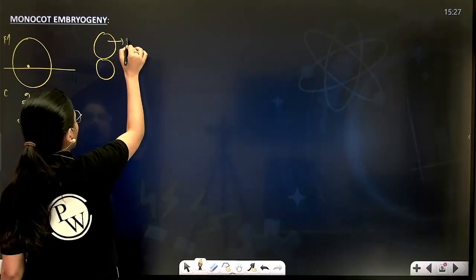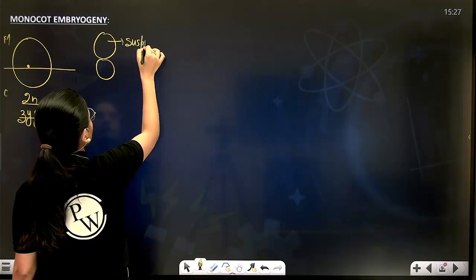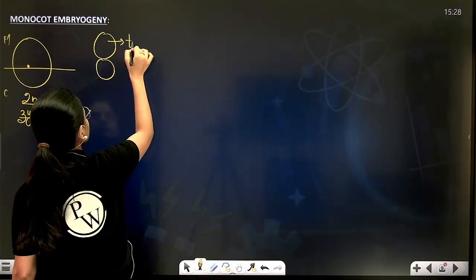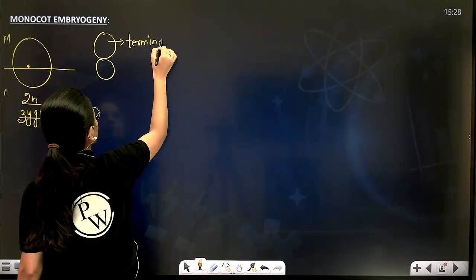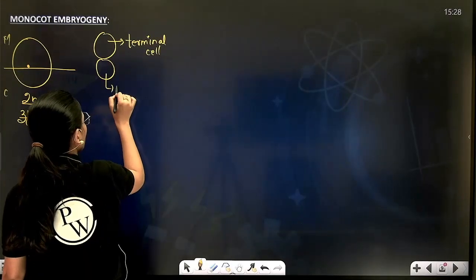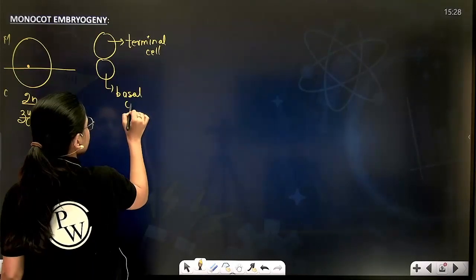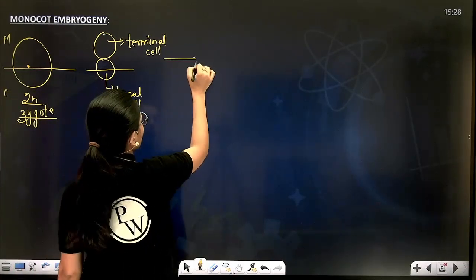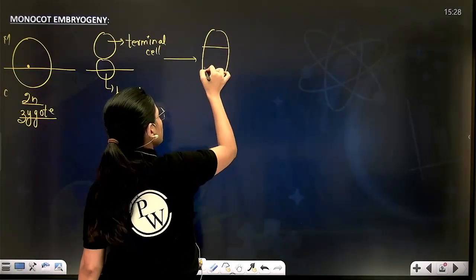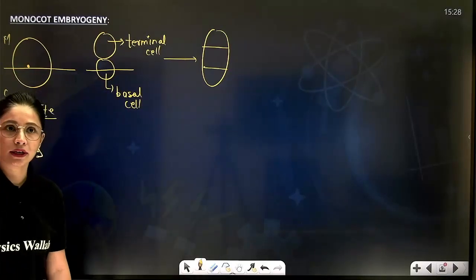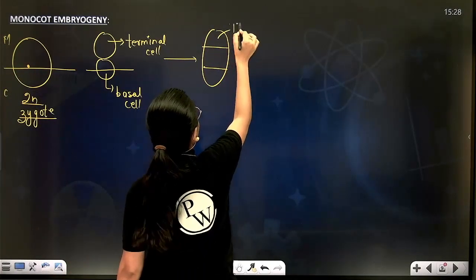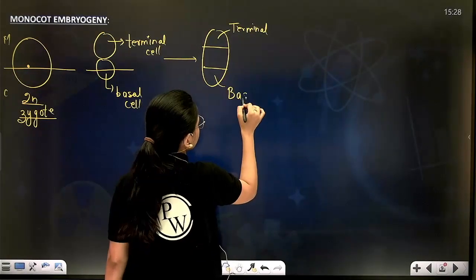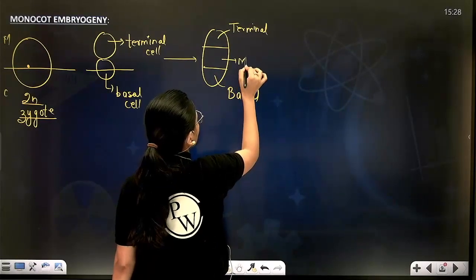Correct? So this is the larger suspensor cell, also called the terminal cell. And this is the lower basal cell. Now this basal cell, beta, will again undergo division. So how many cells will now be produced in the monocot zygote? Total 3 cells will be produced. The upper, as I said, is the terminal, the lower the embryonal or basal cell, and this is the middle cell.